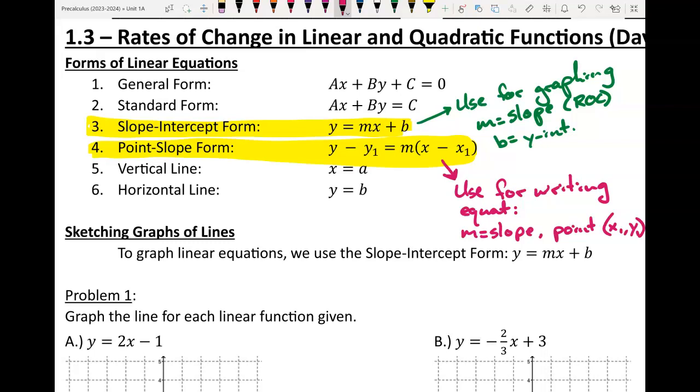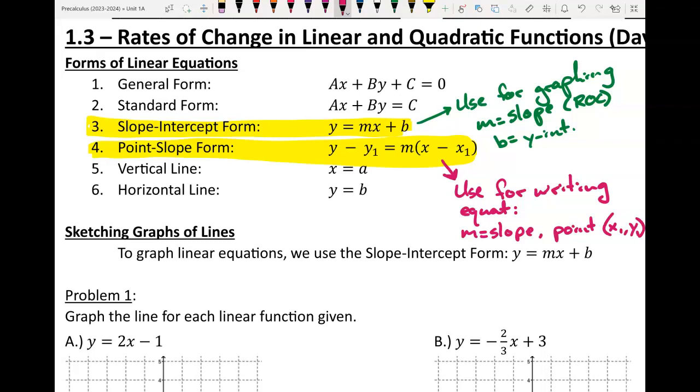Now, we do want to make sure we note that if we have just x equals a number or y equals a number, those are either vertical or horizontal. X equals a number, so it'll say like x equals 5. If you're asked to graph x equals 5, that is a vertical line. Y equals -2 would be a horizontal line. Okay?